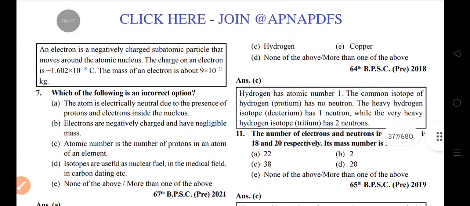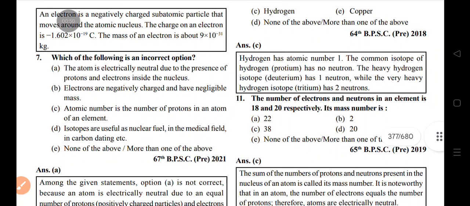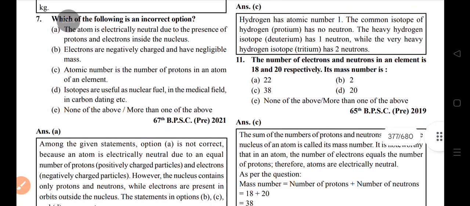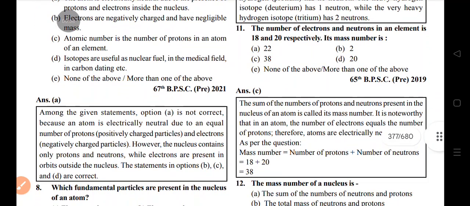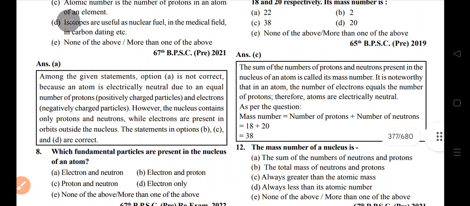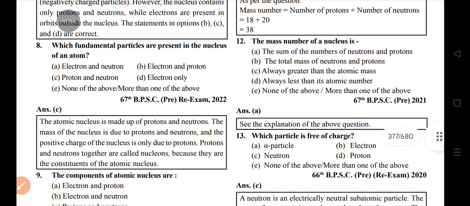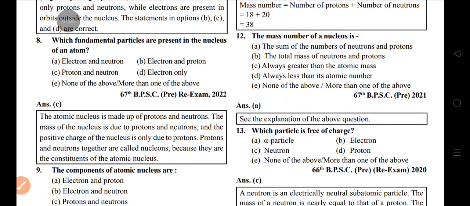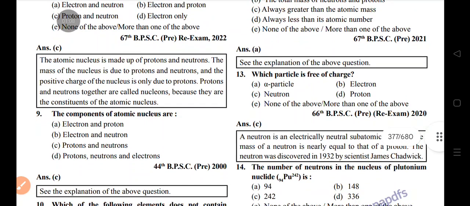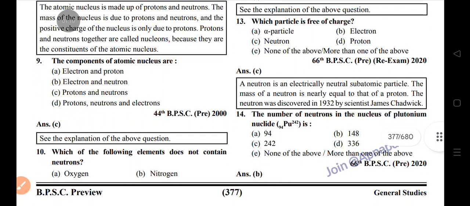Which of the following is an incorrect option? Atom is electrically neutral due to the presence of proton and electron inside the nucleus. Which fundamental particles are present in the nucleus? Proton, neutron. Components of the atomic nucleus: proton, neutron. Which does not contain a neutron?